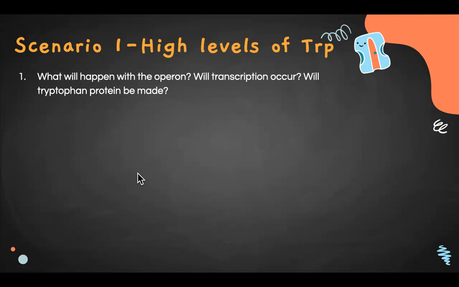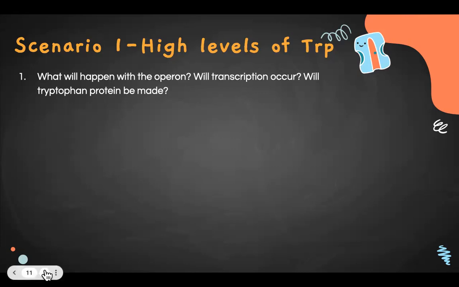Okay. So in this scenario, there's a high level of tryptophan in the cell. So in this case, what will happen to the operon, and will transcription occur? And if transcription occurs, then tryptophan will be made. So, what do you guys think?